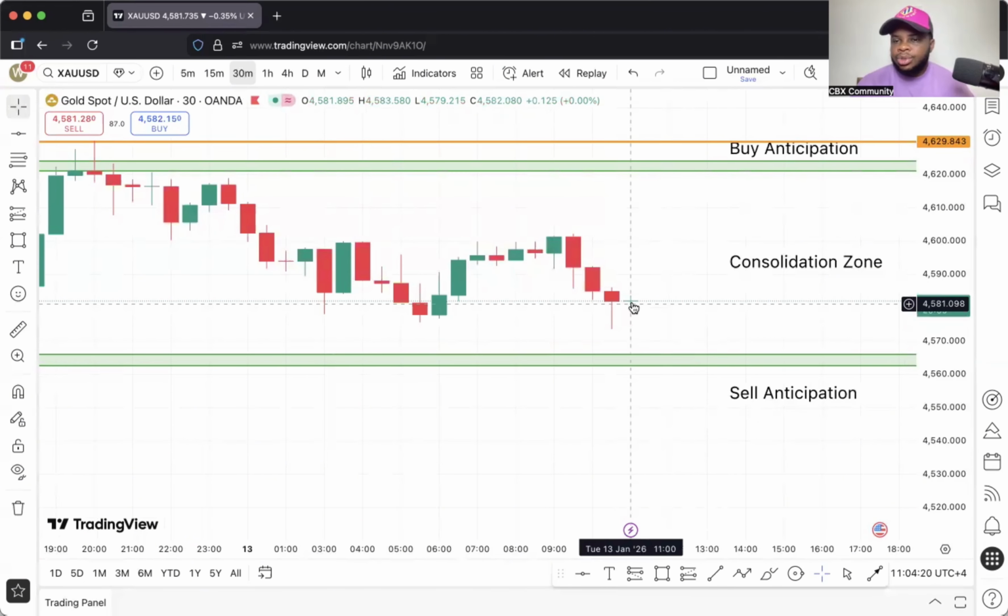This candle can as well choose to break the high of this rejection bearish candle. So it's very important for us to know what the market structure is saying, just for us to have an idea what we are anticipating the market to give to us.